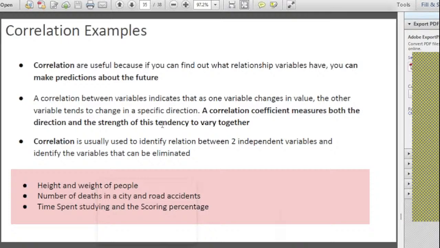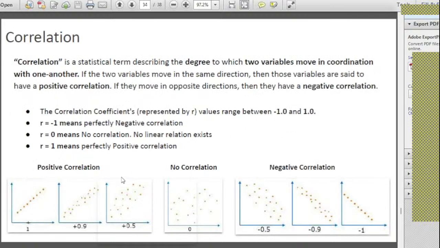Bharat, correlation is simply measuring the relationship between two variables. The relationship between two variables means as one increases, the other increases, or as one increases, the other decreases. If both of them are increasing, we call it positive correlation. If one is increasing and the other is decreasing, we call it negative correlation. And if no such relationship is found, we call it no correlation. Okay. So clear, Bharat? Right.